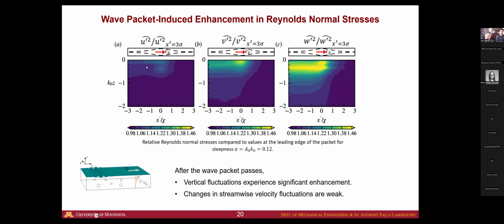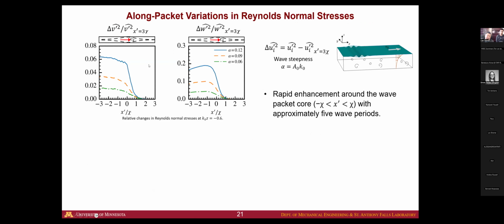Similarly, for the velocity fluctuation components, the left figure is streamwise, the middle figure is spanwise, and the right figure is vertical velocity fluctuations. Similarly, due to Langmuir cells, the velocity fluctuations in the spanwise and vertical directions got enhanced, but not the streamwise velocity fluctuations. Again, things are consistent.